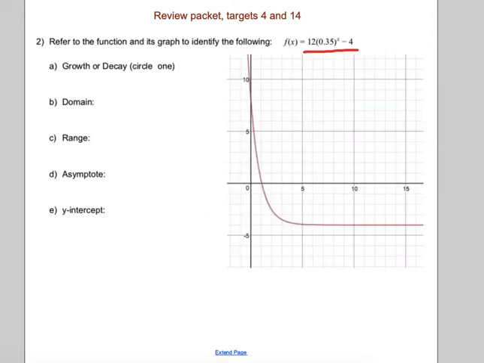Next one. Oh, why is that red? I don't know why that's red. Okay. I missed a page. Here we go.